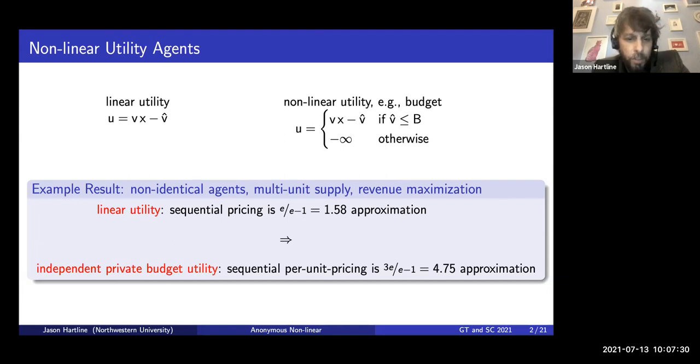One such result is for linear utility agents in multi-unit settings where revenue maximization is the objective. Sequentially posting prices gives you an e over e minus 1, which is about 1.58, approximation to the revenue optimal mechanism. And what we're able to show is that if I look at the analogous scenario, but with nonlinear utility, in the setting of independent private budgets, this approximation factor gets worse by only a factor of 3. And so you end up with a 4.78 approximation.